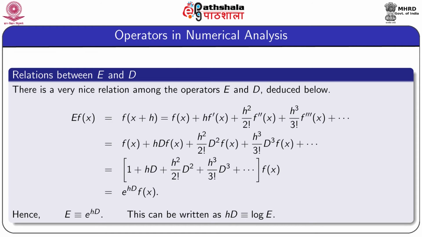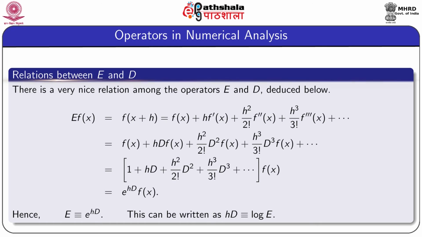There is a very interesting relation between the shift operator and the differential operator, which we deduce in this slide. E f(x) equals f(x + h), and by Taylor series we know that f(x + h) is equal to f(x) plus h into f'(x), that means the first derivative, plus h squared by factorial 2 into the second derivative of f(x), and so on. So using the differential operator D, this expression becomes f(x) plus h D f(x) plus h squared by factorial 2 D squared f(x) plus h cubed by factorial 3 D cubed f(x), and so on.